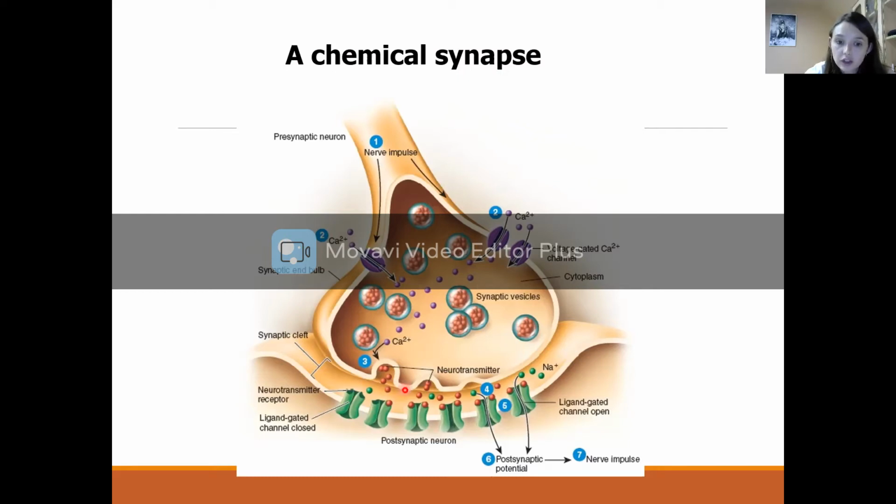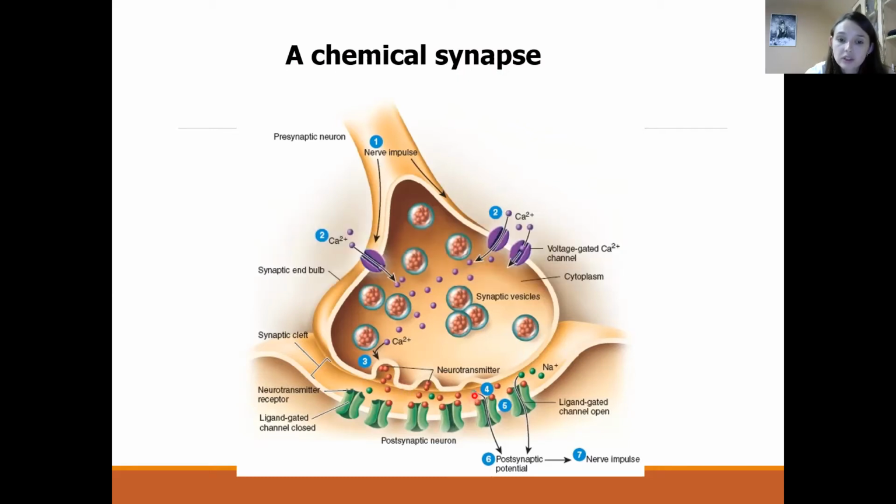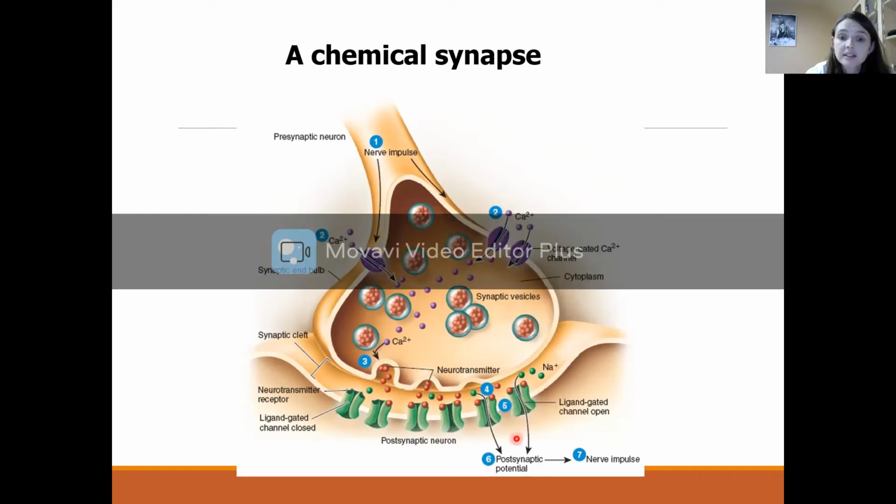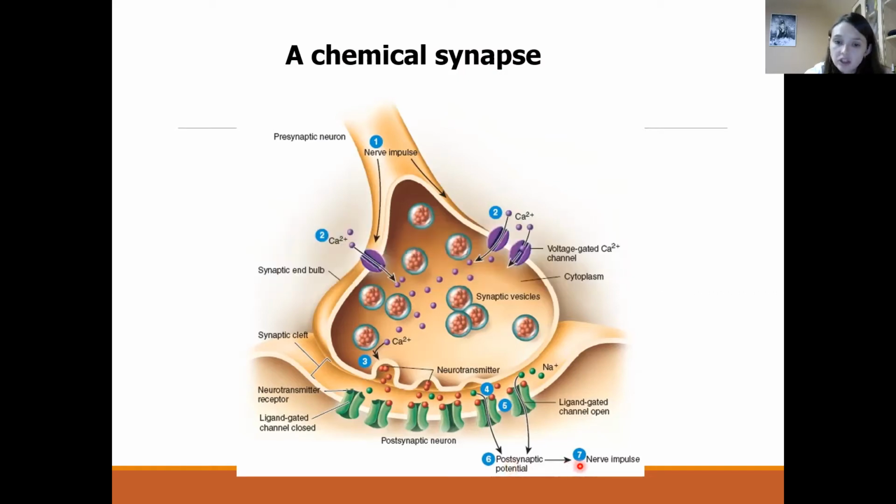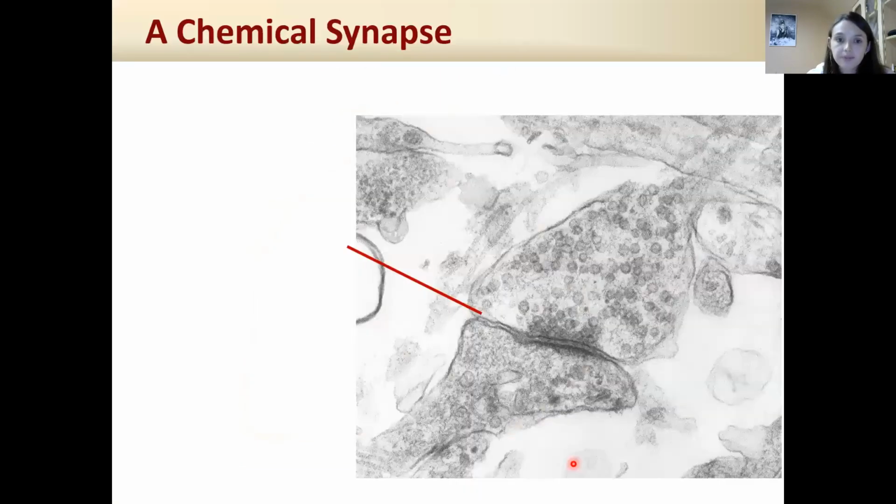The fourth stage, it is connection of the neurotransmitters to the postsynaptic membrane. The fifth one, it is opening of the ligand-gated channels. The sixth one, it is the production of the postsynaptic potential, which could be excitatory or inhibitory. We are going to discuss this later. And the seventh stage, it is transmission of the nerve impulse. Now let us repeat once more all these stages.